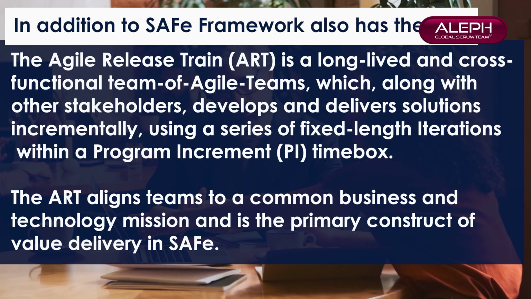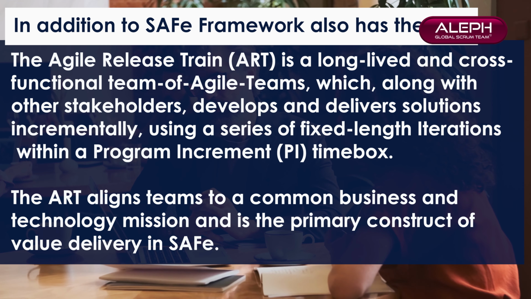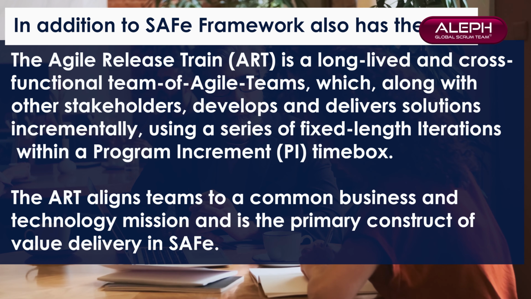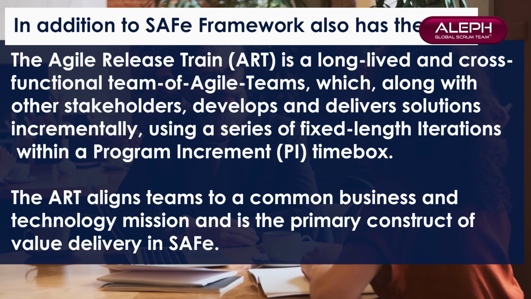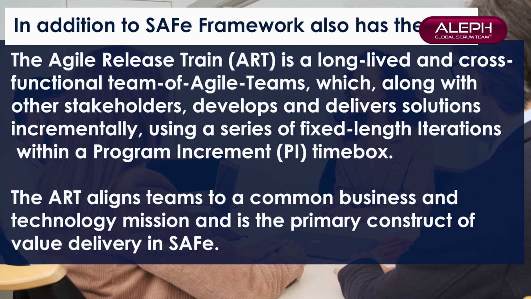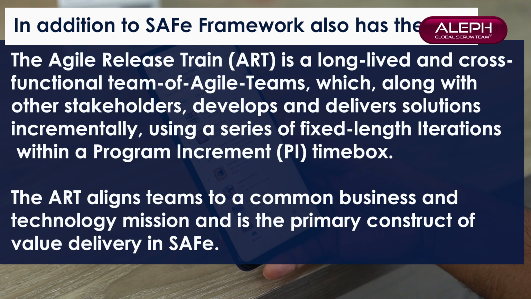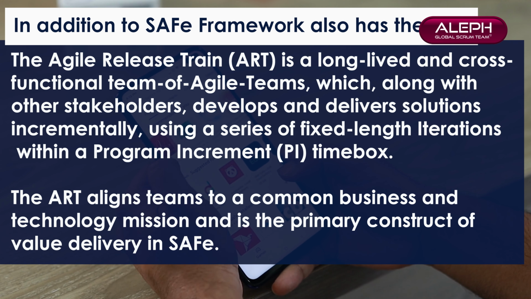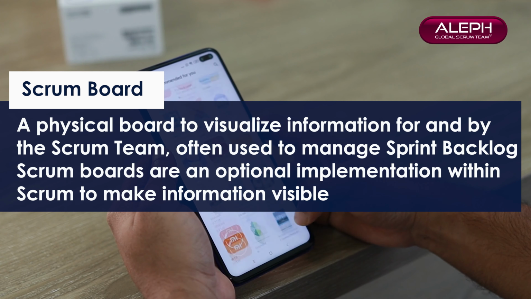In addition, the SAFe framework also has the ART, or Agile Release Train. This is a long-lived and cross-functional team of Agile teams, which, along with other stakeholders, develops and delivers solutions incrementally, using a series of fixed-length iterations within a program increment time box. The ART aligns teams to a common business and technology mission, and is the primary construct of value delivery in SAFe. Each ART is a long-lived, self-organizing team of Agile teams, a virtual organization, 50 to 125 people, that plans, commits, and executes together. ARTs are organized around the enterprise's significant value streams and exist solely to realize the promise of that value by building solutions that deliver benefit to the end user.